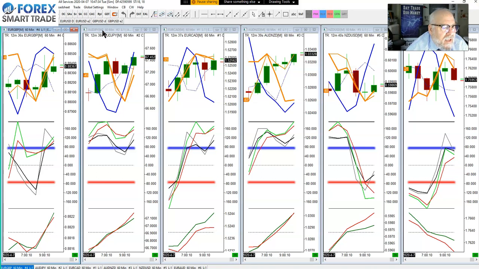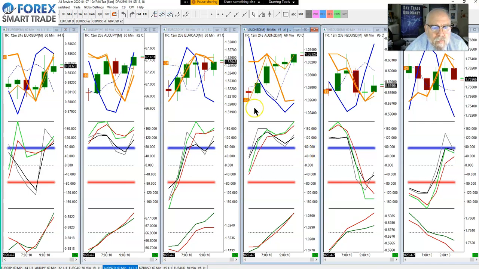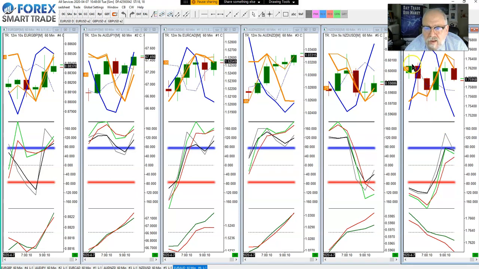AUD yen minus 45 is not close enough. Euro CAD minus 31, not close enough. Australian New Zealand dollar minus 63, not close enough. New Zealand USD minus 82, not close enough. Euro Australian dollar minus 27, not close enough.